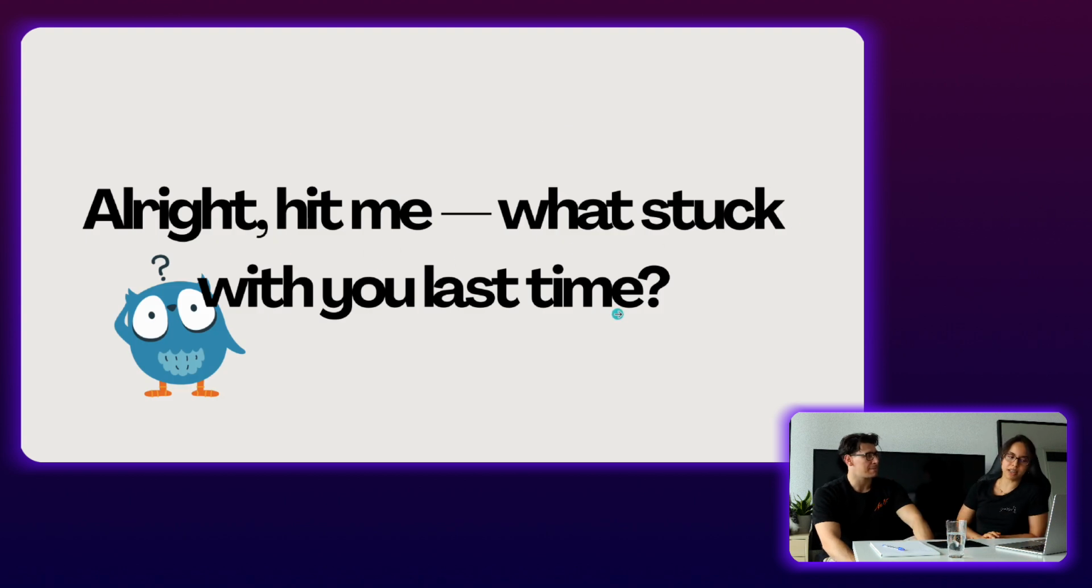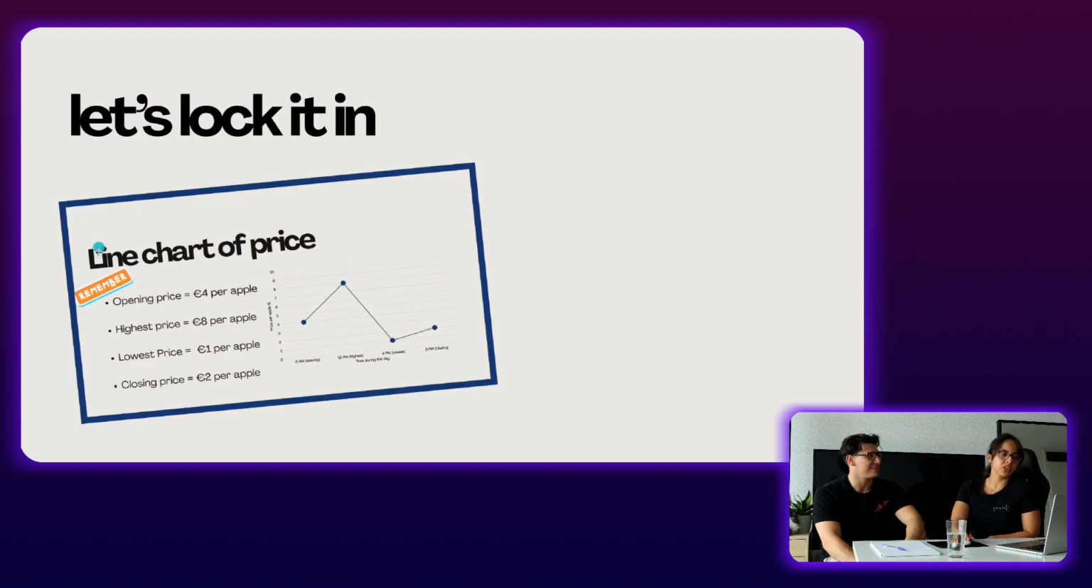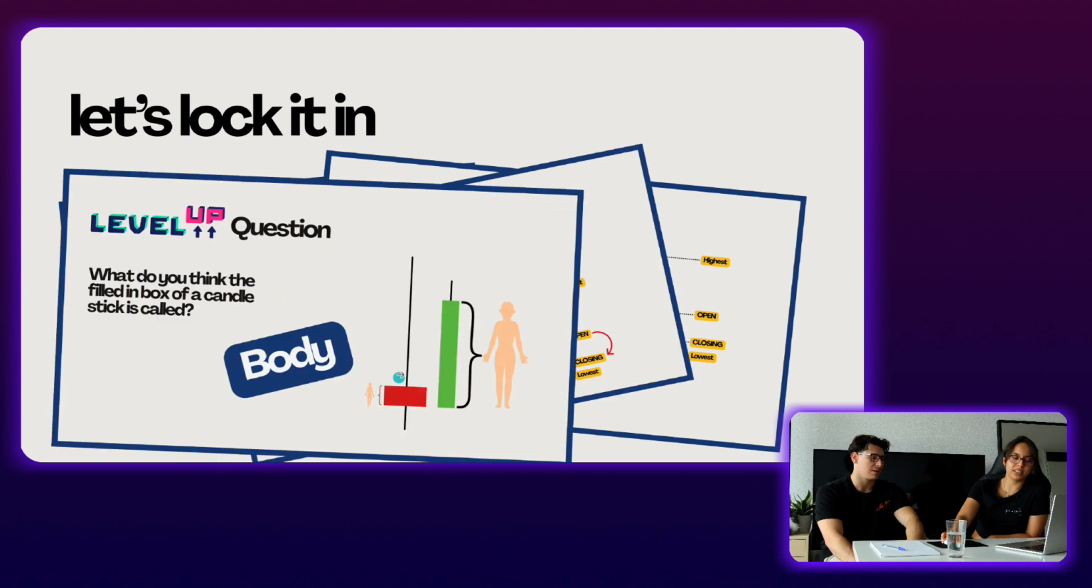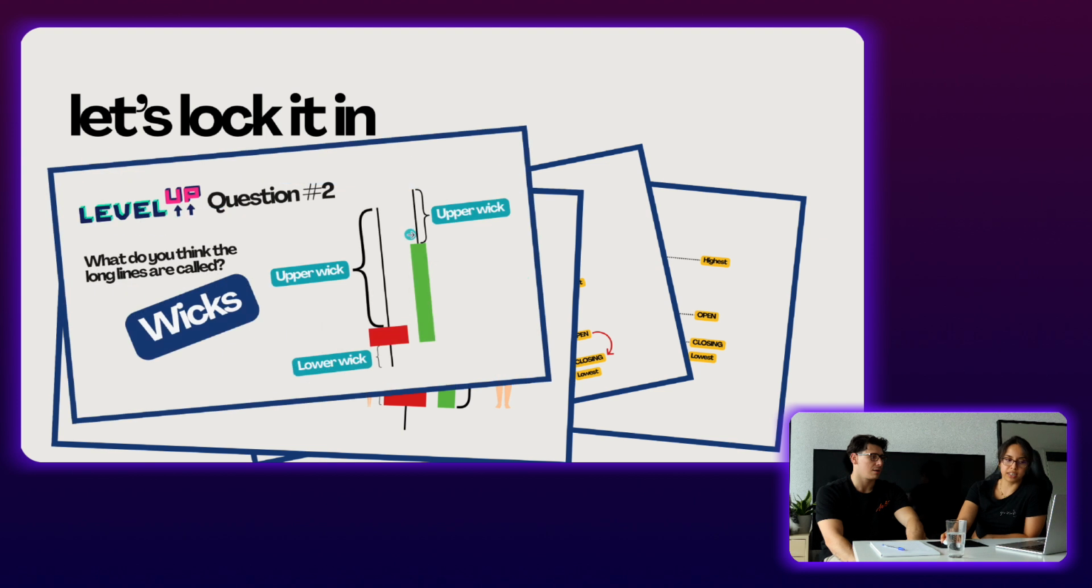What stuck with you from last time? Last time we spoke about the price, the opening price, the closing price, upper wick and lower wick, and the body. Yes. Last time we looked at the line chart of a price. Then you also learned how to draw a price candlestick from these price differences. Then of course the two types of candles we have. We looked at the body of a candlestick and at the wicks.